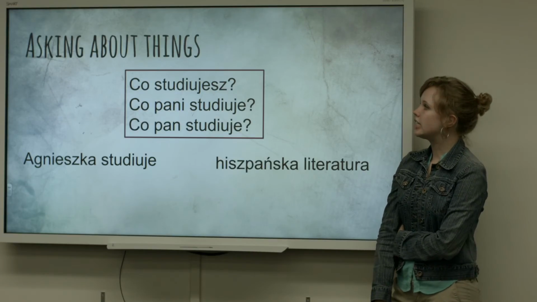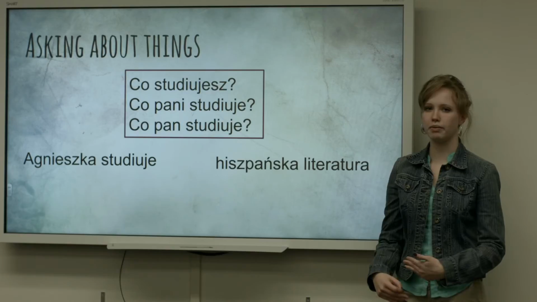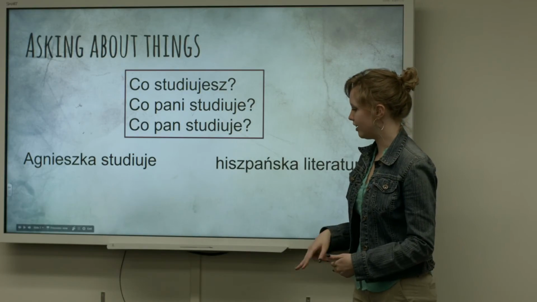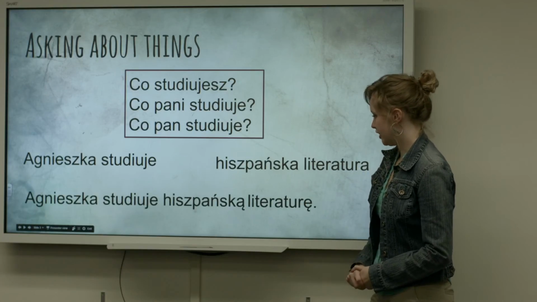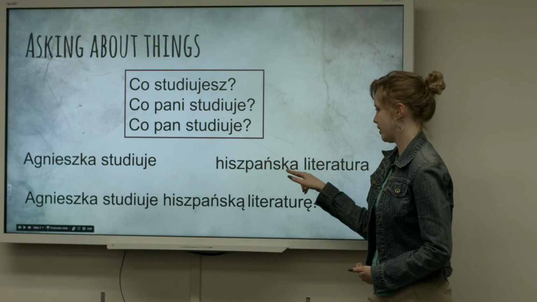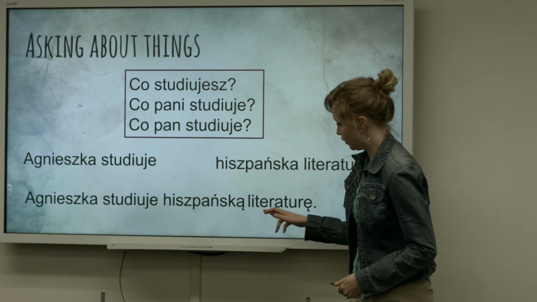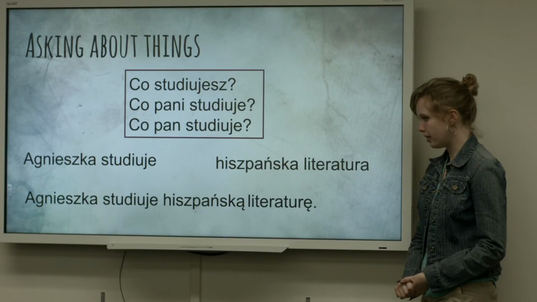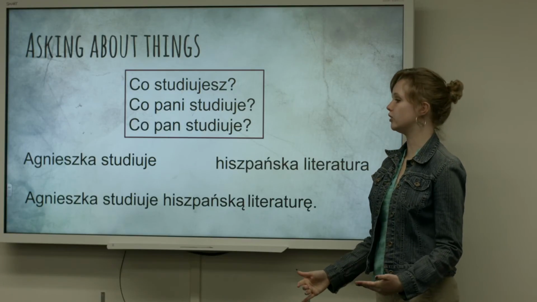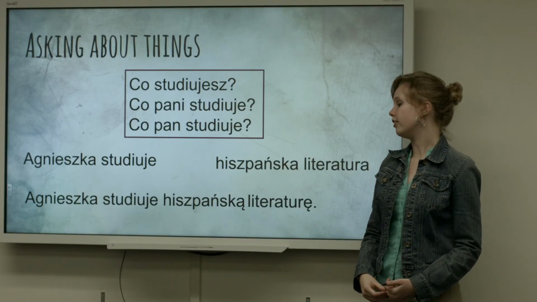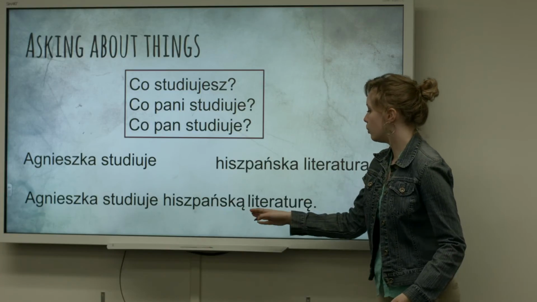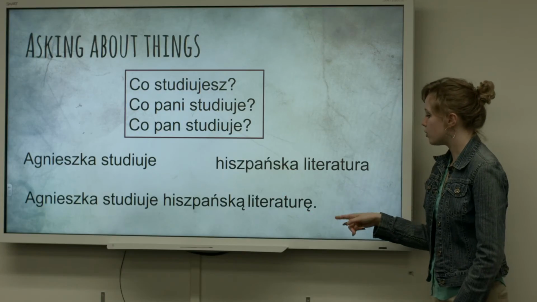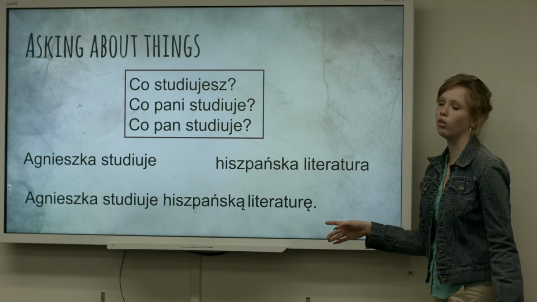And so to put this in the accusative case to make it grammatically correct when saying Agnieszka studiuje, we have to change the two words that follow, hiszpańska literatura, into hiszpańską literaturę. This is just how the accusative case works in the feminine, where the adjective always has the ending of -ą, and the noun always has the ending of -ę or -ą.